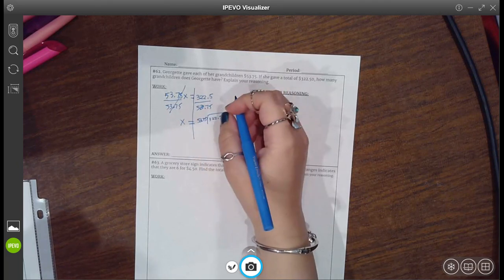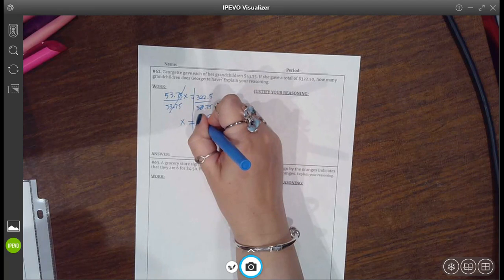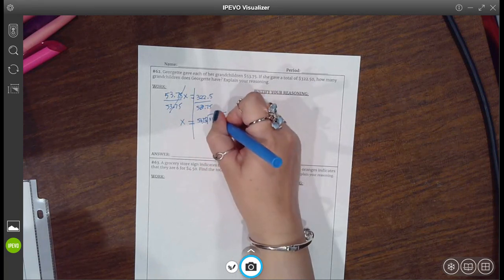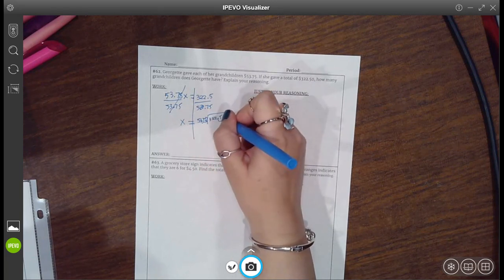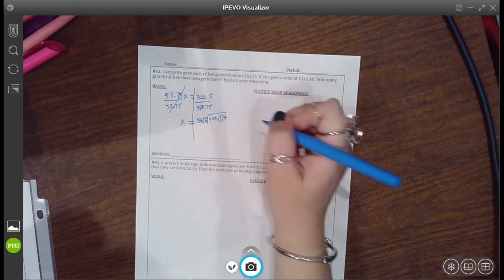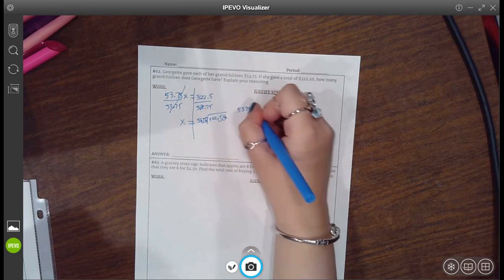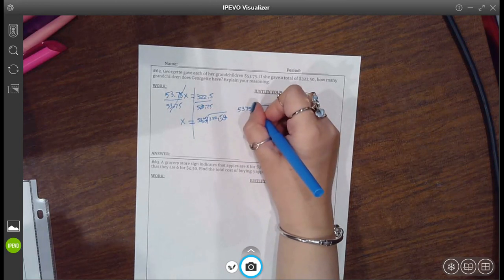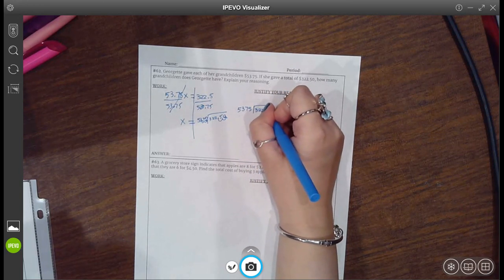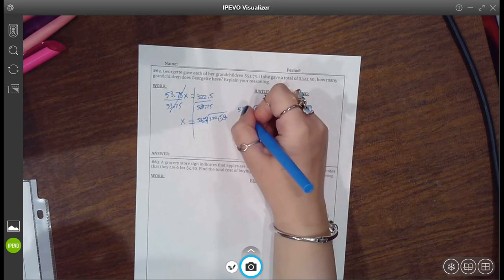53.75. You can't divide by a decimal, so move it twice to get rid of it, which means I need to move it twice to get rid of it here. And when there's nothing there, you put a 0 placeholder. So you have 5375 into 32250. Okay.